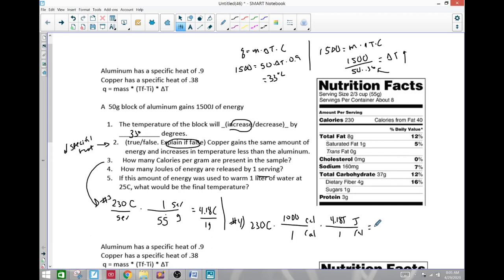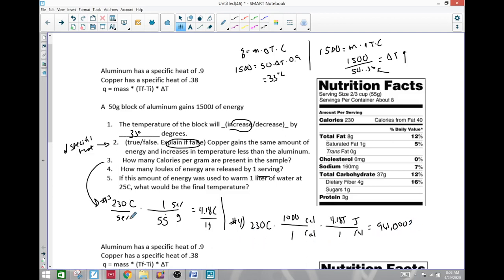And punch your calculator. 230 times 1,000 times 4.18 is 961,000 joules. That's a pretty large number. And a joule is pretty small, which is again why in Europe they would use kilojoules instead of joules on food packaging.